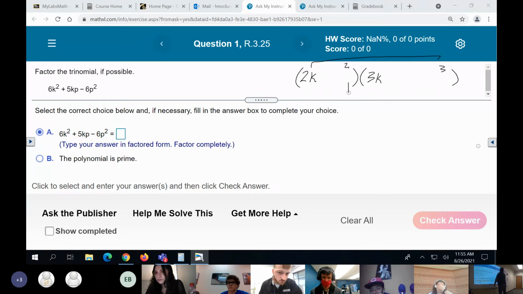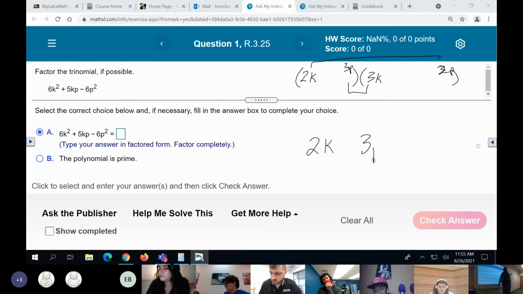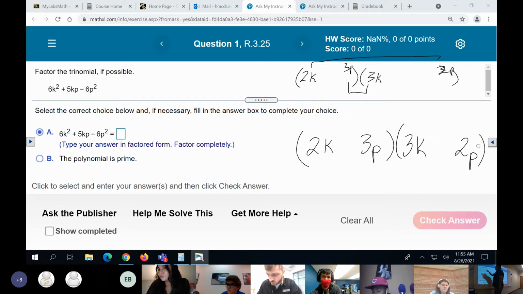And put a 2 here and a 3 here, and that's a P. So outside and inside. 2 times 3 is 6, no. So I'm gonna put a 3 here and a 2 here. There we go. So I'm gonna put a P here and a P here because that's 3, that's 9 and 4. Well, 9 and 4 give us a 5. Yes. So I'm gonna rewrite it, 2K, 3P, 3K, and 2P. What's my biggest number?